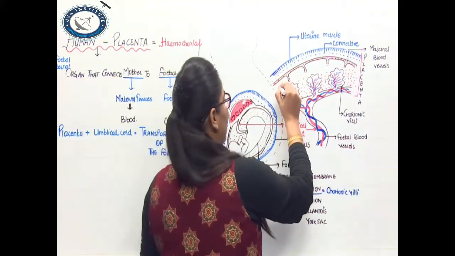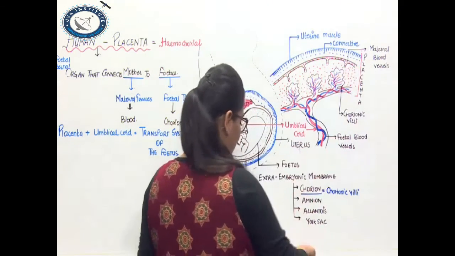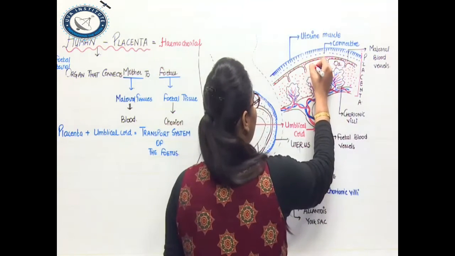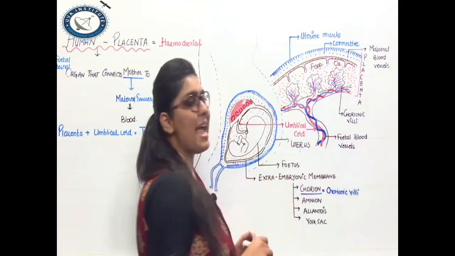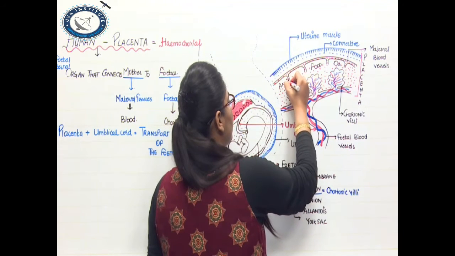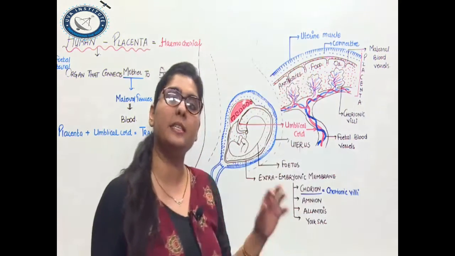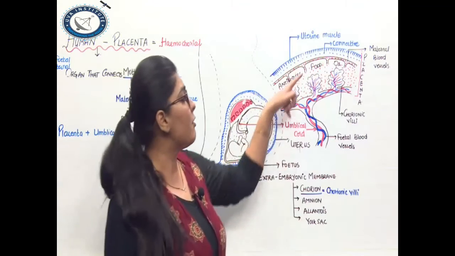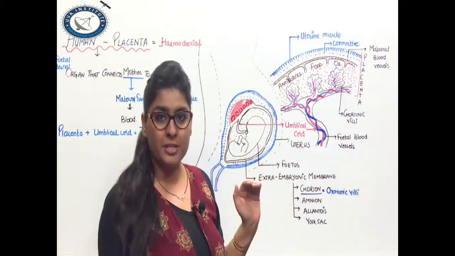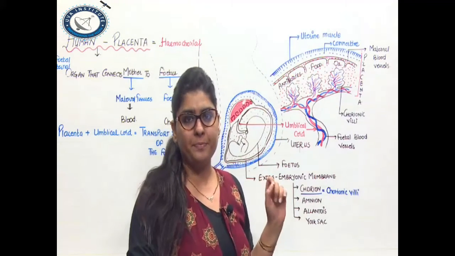This blood contains the nutrition and the gases. So we can say it contains oxygen, it contains the food, and also it contains the antibodies which provide immunity to the young one against certain diseases. These are transported from the blood to the fetal blood vessels via diffusion and carried to the developing fetus with the help of umbilical cord.